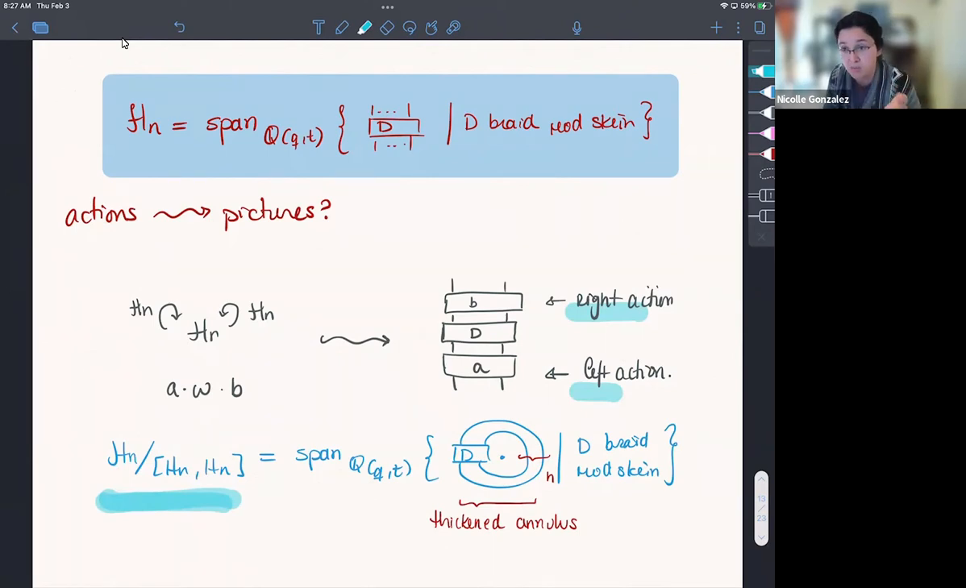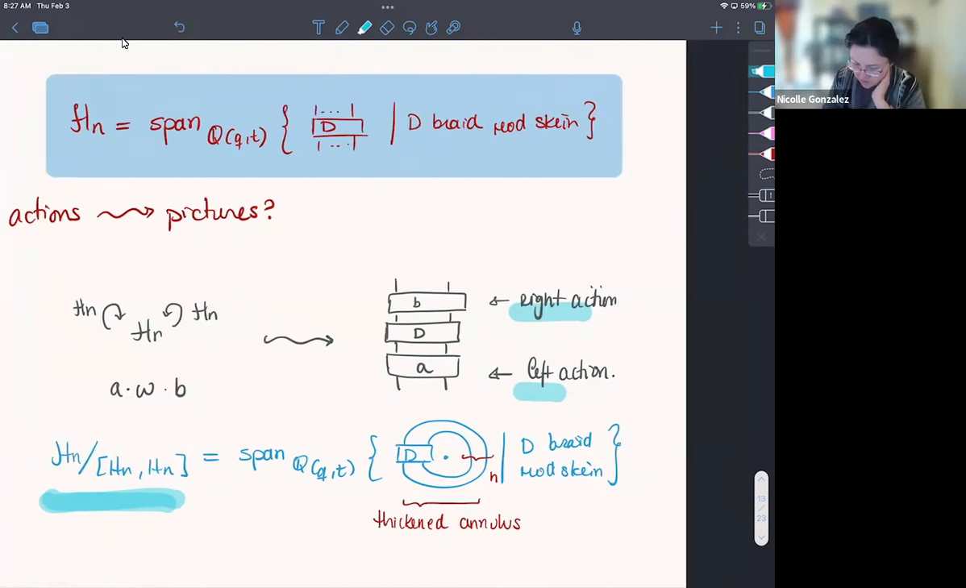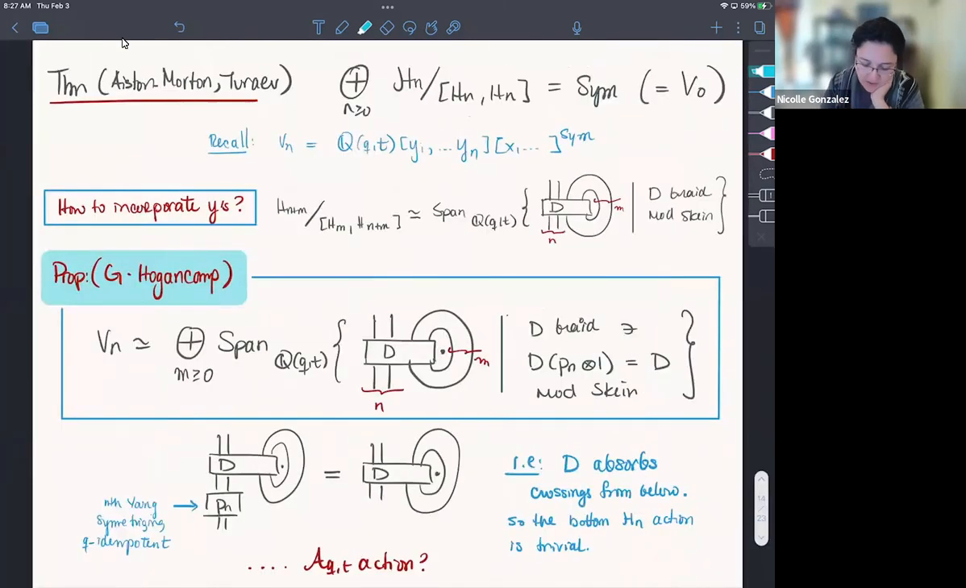But here the question still remains: how do we actually incorporate the y's? Recall that we have this beautiful theorem of Turaev and Aiston and Morton, and I'm possibly missing a few people here, that tells us that if we take the direct sum of all these cocenters, we recover the ring of symmetric functions. Here, multiplication of symmetric functions just corresponds to filling the donut in some sense. You take your annulus and you stuff another annulus inside it. And this gives us the multiplication structure.